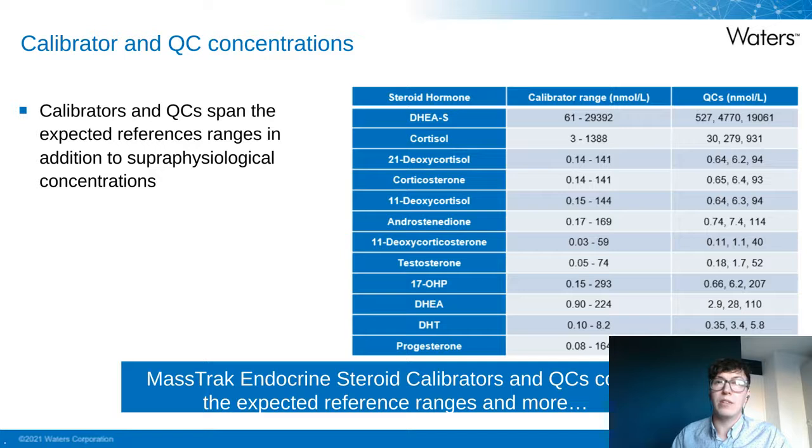The calibrator and QC concentrations span the expected reference ranges for the steroid hormones, in addition to supraphysiological concentrations that can be observed in cases of reduced enzymatic activity in the steroid pathway that I've described in the previous slide.